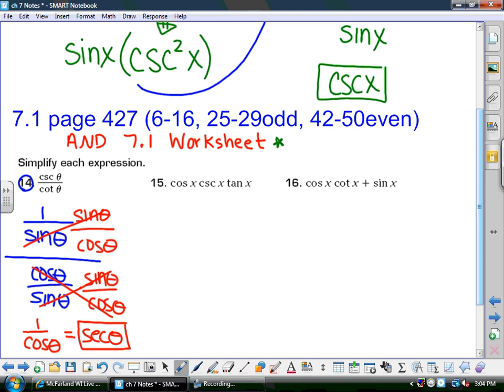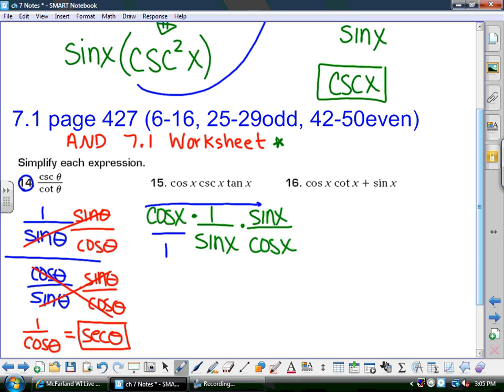Changing everything to sines and cosines is a good strategy for number 15 also. If you do that, you get cosine times 1 over sine times sine over cosine. And if you cross cancel, everything cancels out. We have the exact same thing on the top as we do on the bottom: on the bottom we have sine times cosine, and on the top we have sine times cosine. When you're multiplying fractions, if everything cancels out, it doesn't equal 0, it equals 1. If it's the same thing on the top and on the bottom of the fraction, that equals 1.